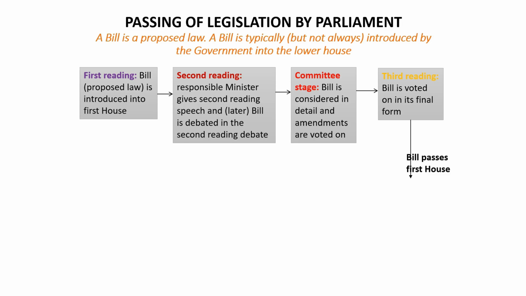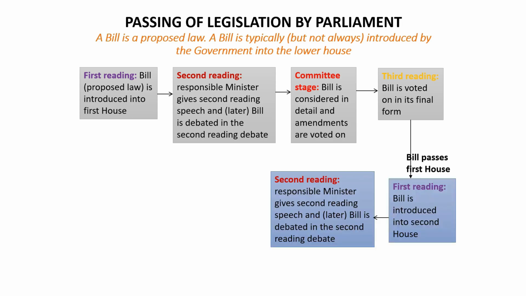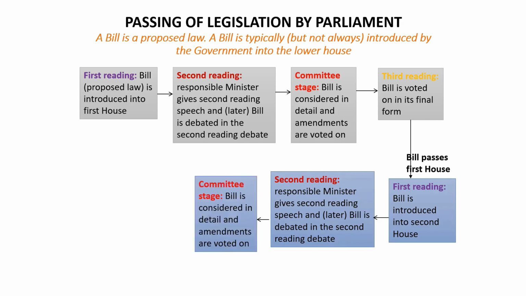If the bill is passed by the first House in the third reading, then this whole procedure is repeated in the second House. That is, in the second House, the bill must be passed through a first reading, a second reading with a second reading speech and second reading debate, the committee stage, and a third reading.